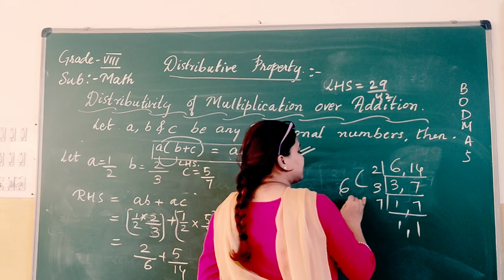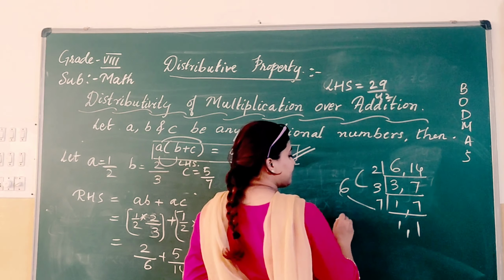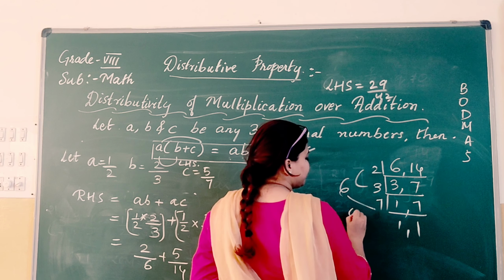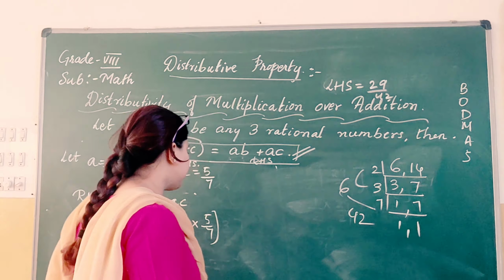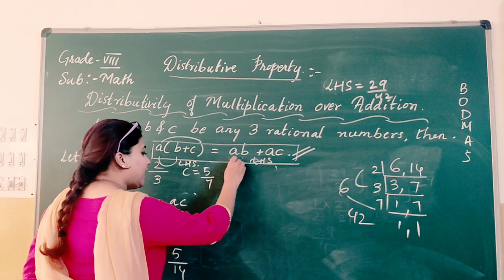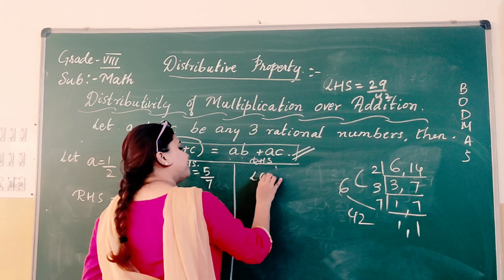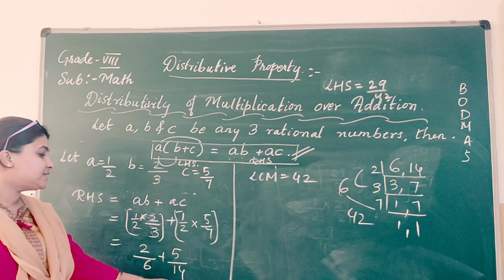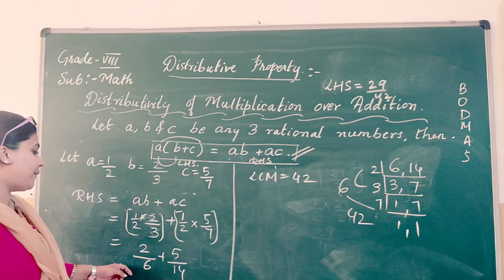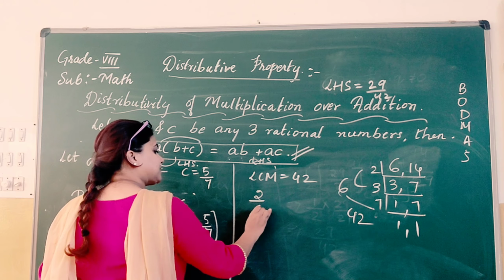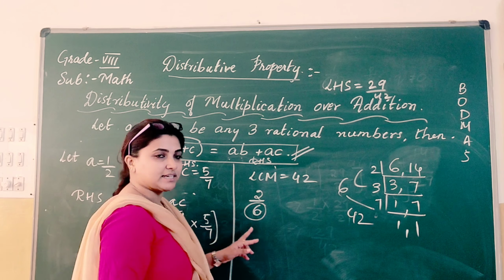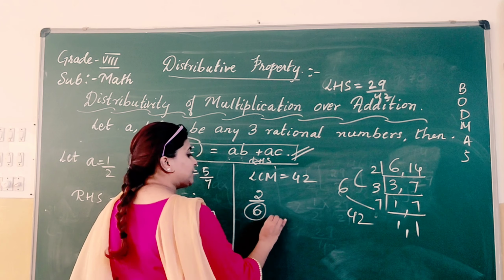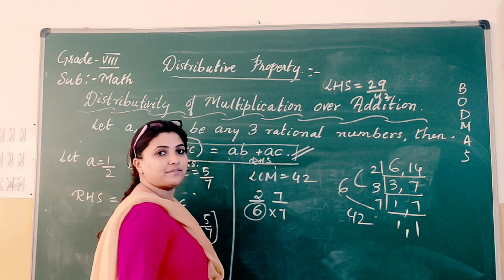2 threes are 6, 6 sevens are 42. Correct? 42 is my LCM. Correct. So now, as my LCM is equal to 42, what is the next step? I have to make this denominator 42. Now I will take the first number, that is 2 by 6. Now my denominator is 6. 6 what are 42? 6 sixes are 36, 6 sevens are 42. So multiply by 7, divide by 7.